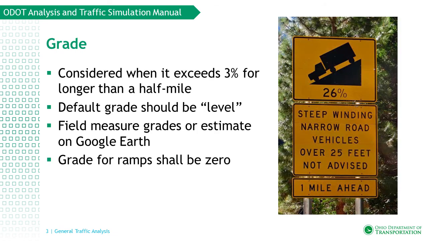Grade should be considered whenever it exceeds 3% for longer than a half mile. For most cases, the default grade should be level. For locations where the grade exceeds 3% for longer than a half mile, the actual grade should be used for the analysis. If grades cannot be field measured, they can be estimated using Google Earth. Grade for ramps shall be assumed to be 0.